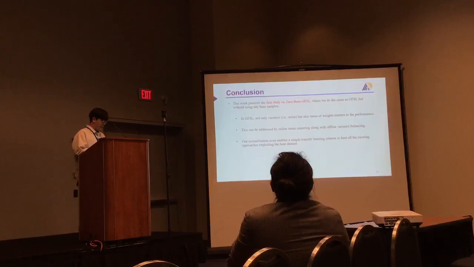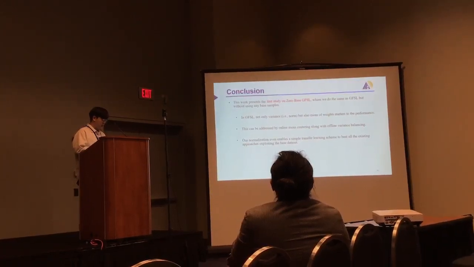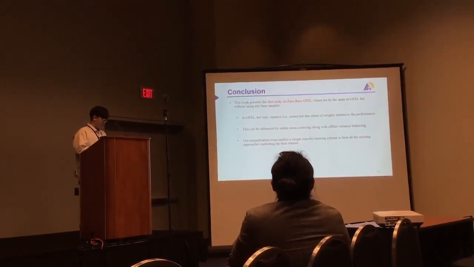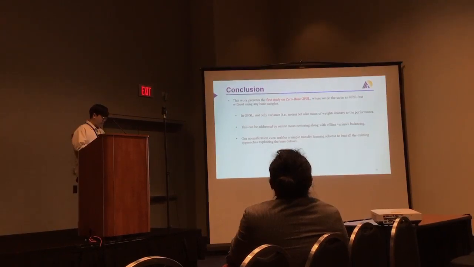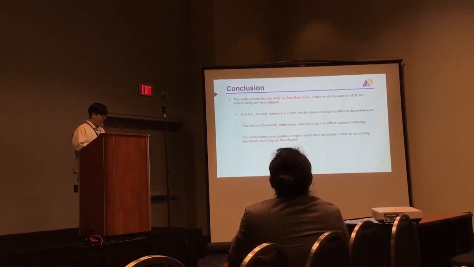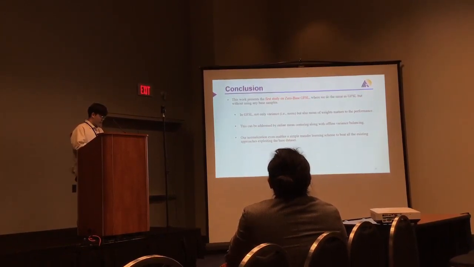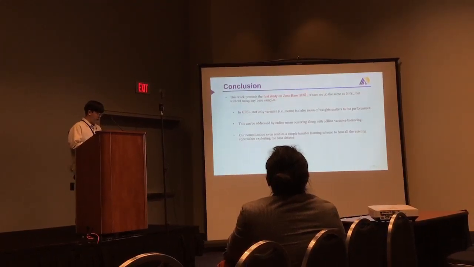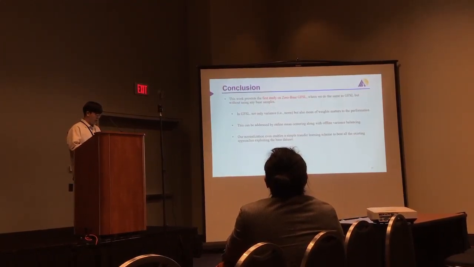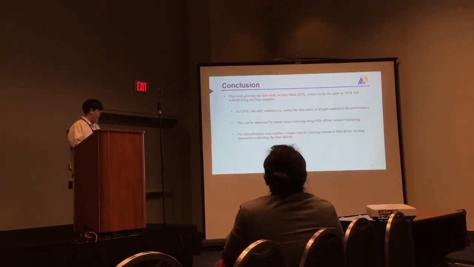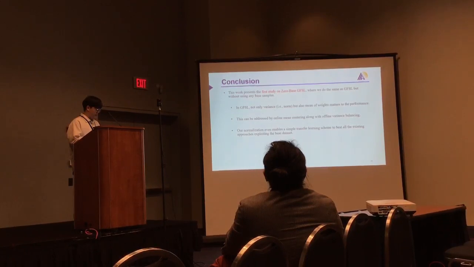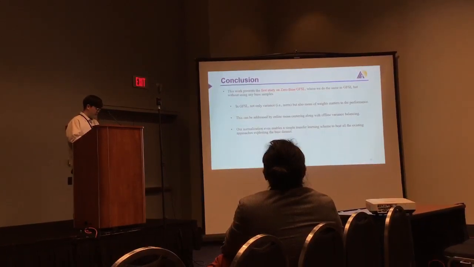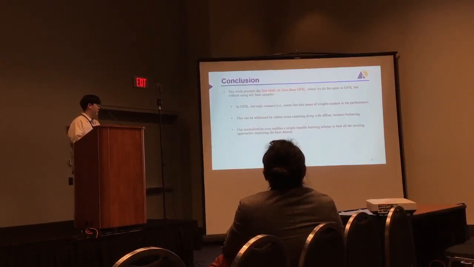As a conclusion, in this work, we present the first study on zero-base GFSL, where we do the same as GFSL but without using any base dataset. First, in GFSL, not only the variance but also the mean of weight matters to the performance. Second, the mean shifting phenomenon and the variance imbalance can be addressed by online mean centering with offline balancing. Finally, our normalization, which we call MVCN, even enables a simple transfer learning scheme to beat all the other approaches without the base dataset.